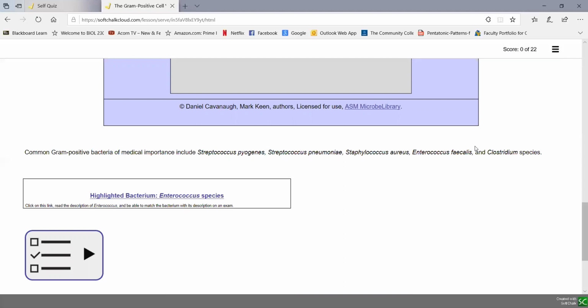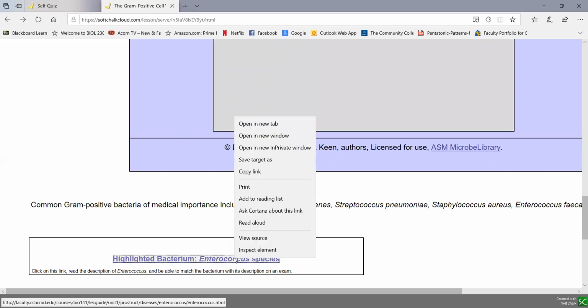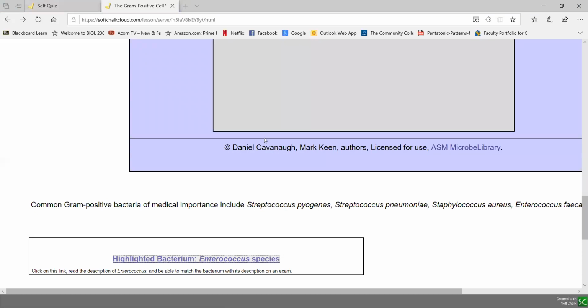And here's our first highlighted bacterium, Enterococcus, which we're also going to take up in Lab 14. So whenever you encounter one of these, click on that link. You may have to right click on that one. Let me give that a try. Okay, so if it doesn't get it with a click, right click on it.